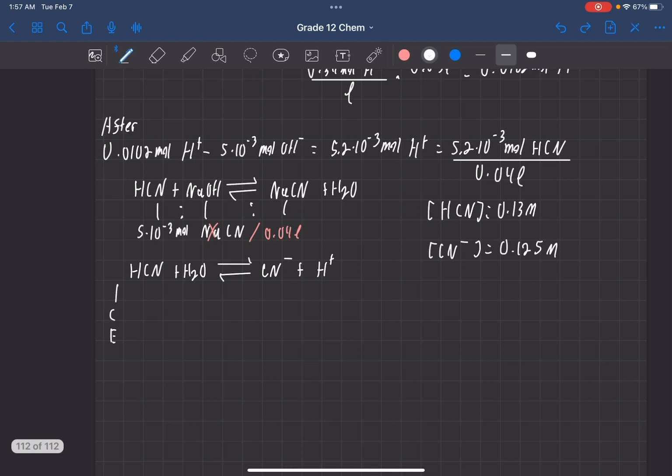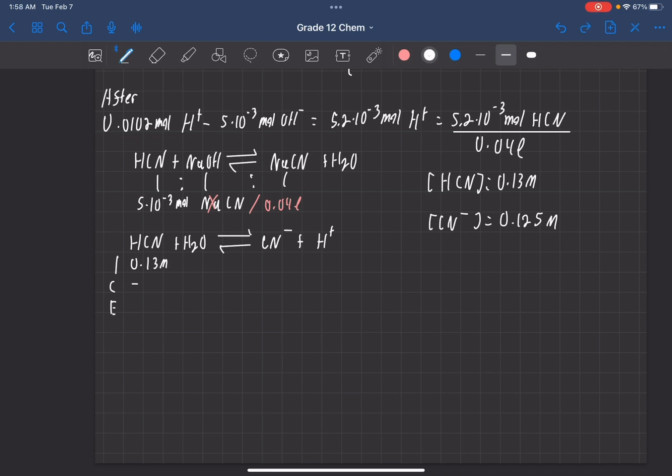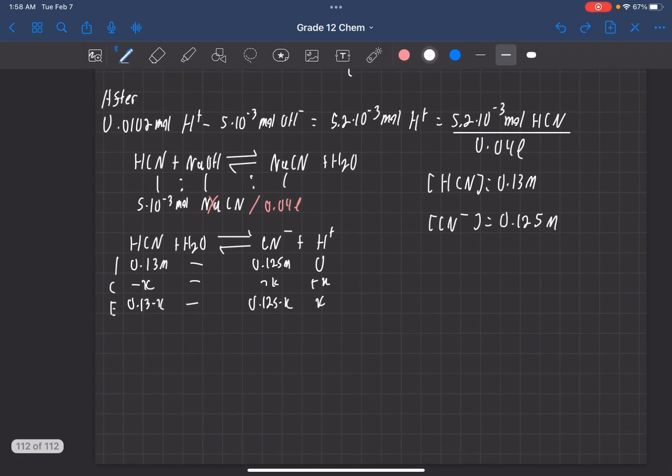So let's set up our ICE table. Initially, we have 0.13 molar of this guy, minus x, so 0.13 minus x. This H2O does not change, and we have 0.125 molar of this guy, minus x, so 0.125 minus x, and our hydronium is what we're trying to find. So this is 0 plus x, and this is x. What is the Ka for this guy? Our Ka is equal to 6.2 times 10 to the negative 10. And clearly that is a lot smaller than 0.125 or 0.13, so we can cancel out these x's.